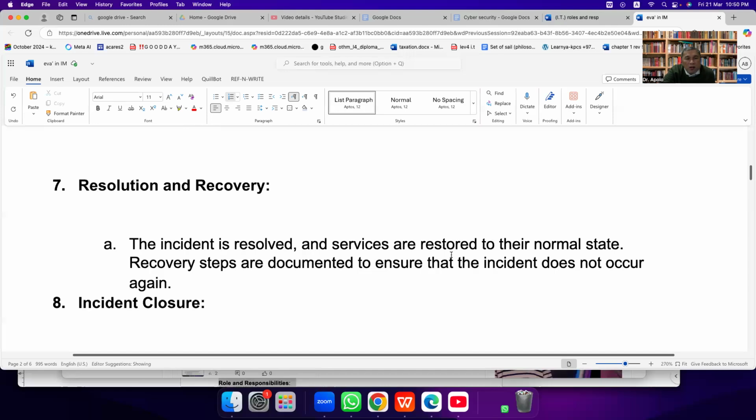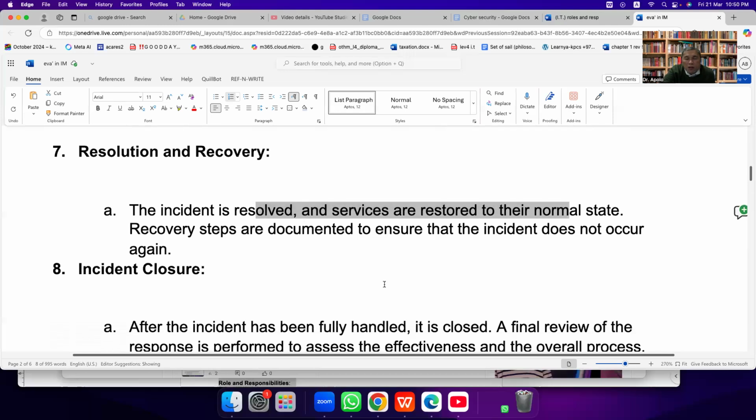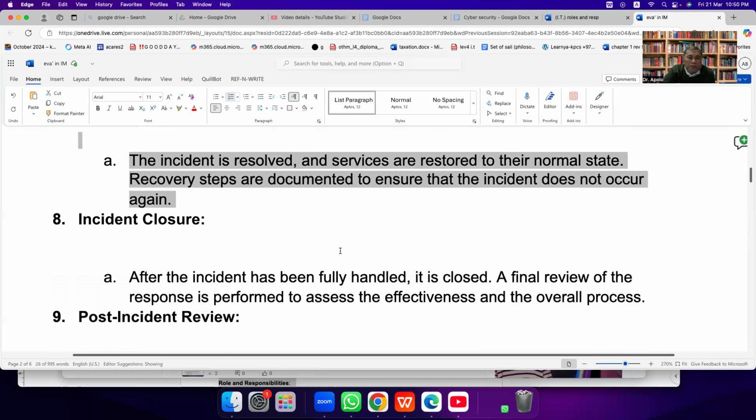Then resolution and recovery. The incident is resolved and services are restored to their normal state. So it has been recovered, which means the crisis has been controlled. Recovery steps are documented to ensure that the incident does not occur again. So there should be learning from this one.